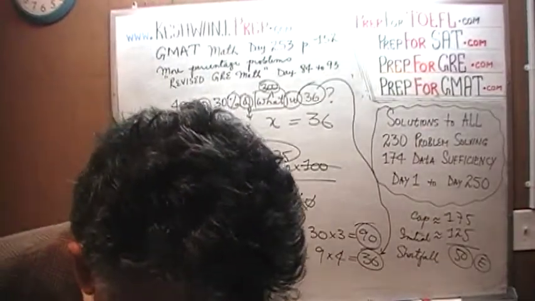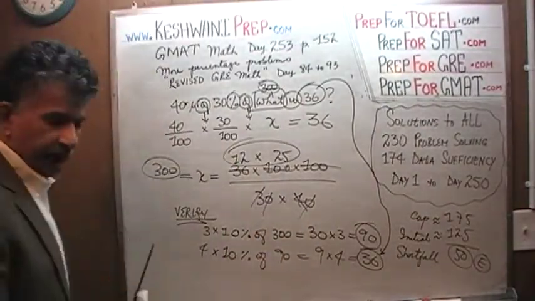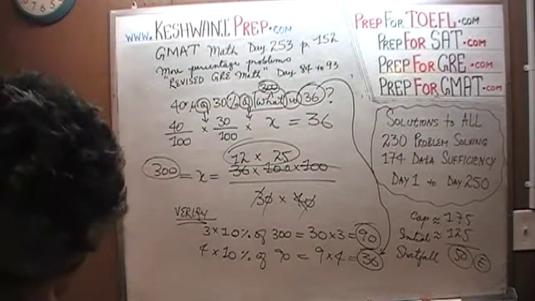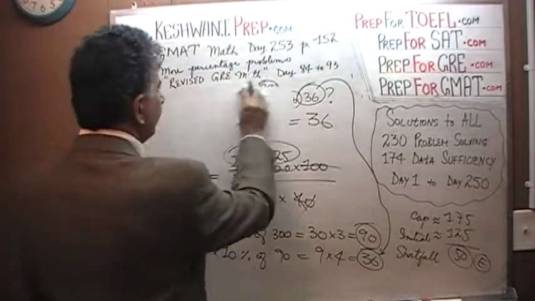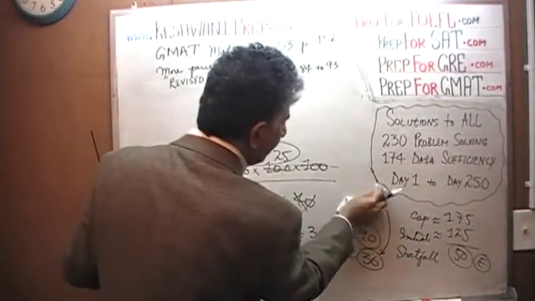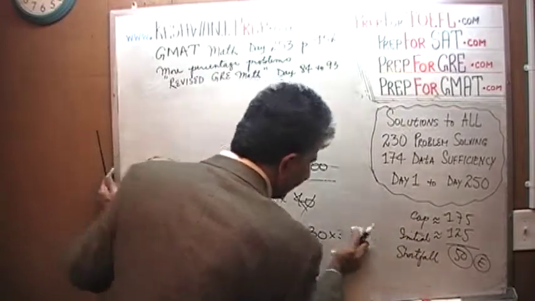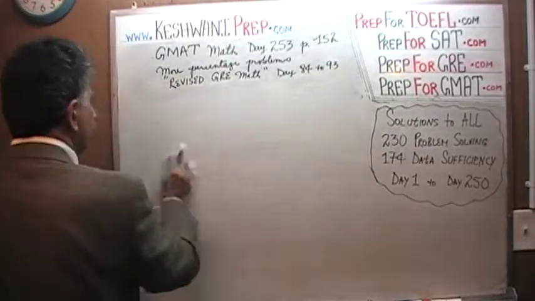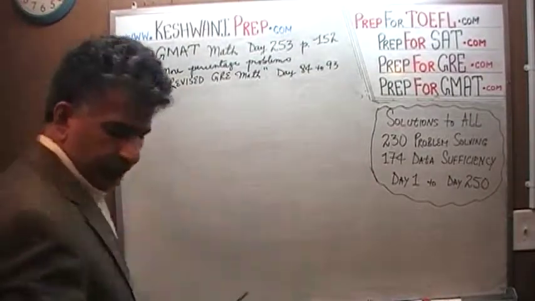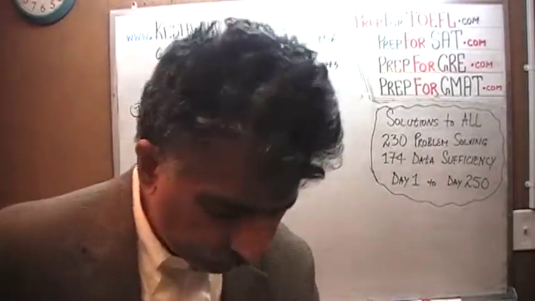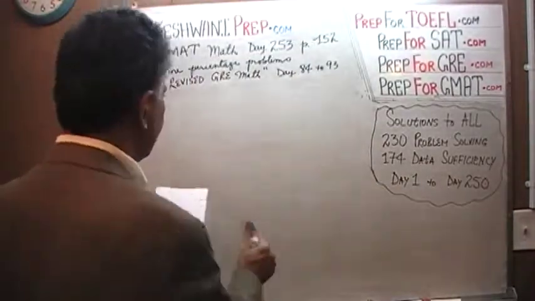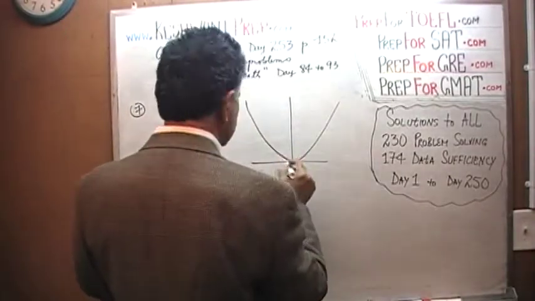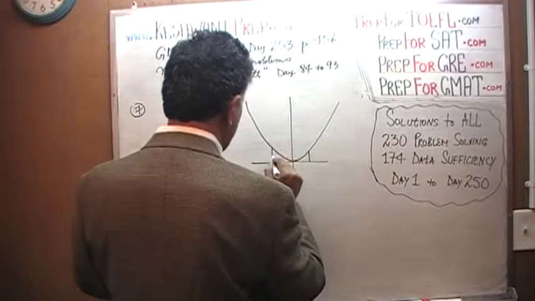Let's keep on moving to the next page, number 7. Question number 7 is a very simple question. We are given a parabola which looks something like this. This is 1, 1.